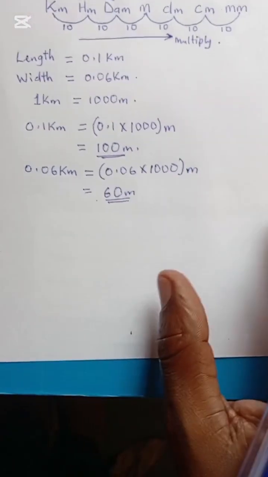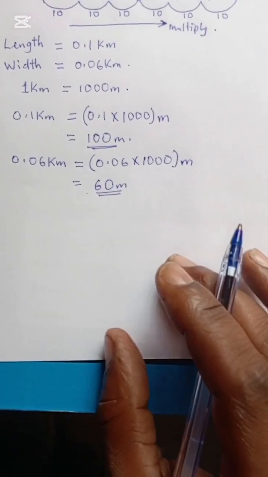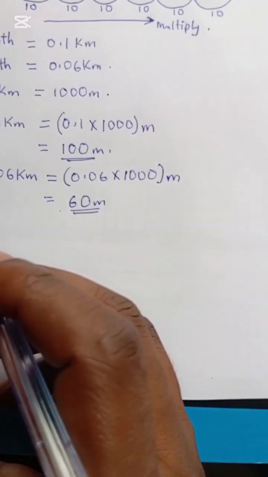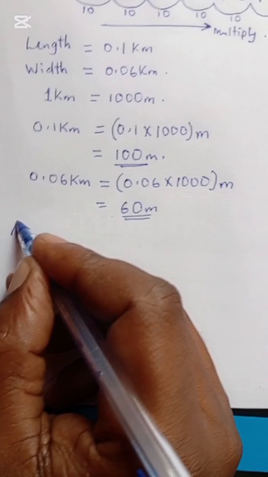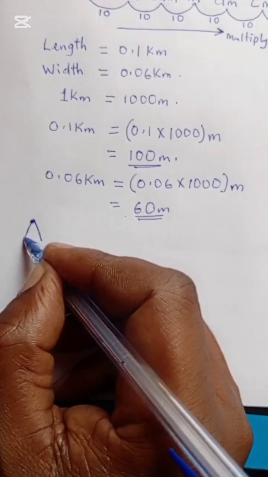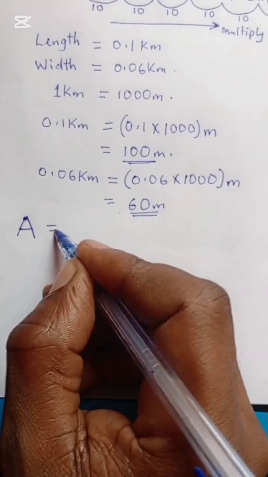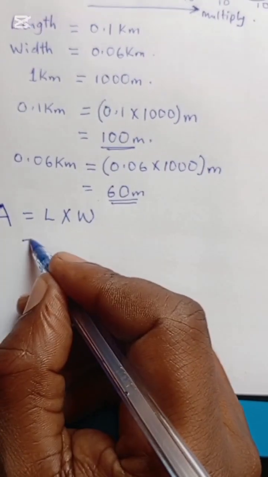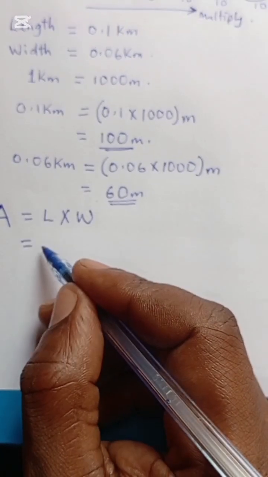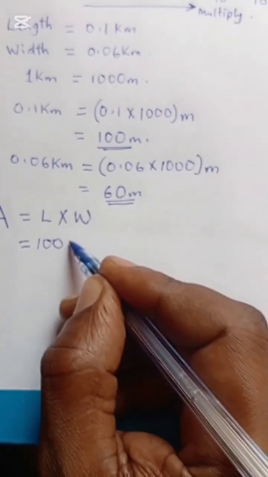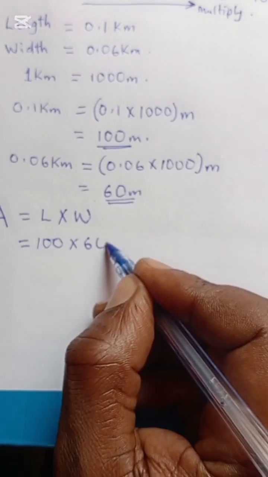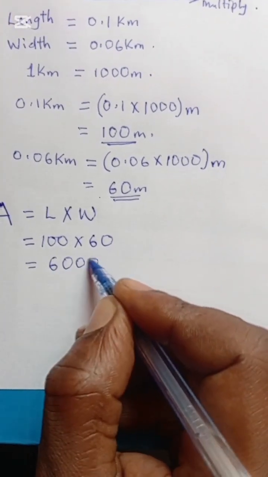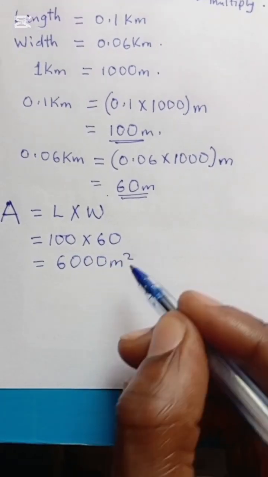Now, since I know the length and I know the width, if I want to calculate the area of that football pitch, I first put the formula correctly: area is equal to length times width. Now the length, which has been converted to meters, is 100 times the width, which is 60. The area is going to be 6,000 meters squared.